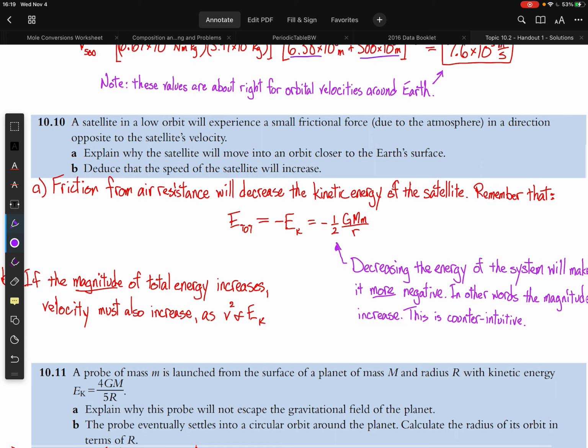So we're assuming that Earth is a lifeless shell with no atmosphere. Okay, so a satellite in low orbit experiences small frictional force due to the atmosphere in a direction opposite to the satellite's velocity. Explain why the satellite will move into an orbit closer to the surface.